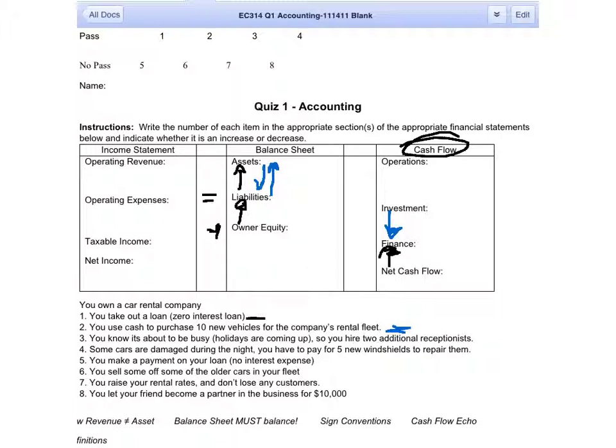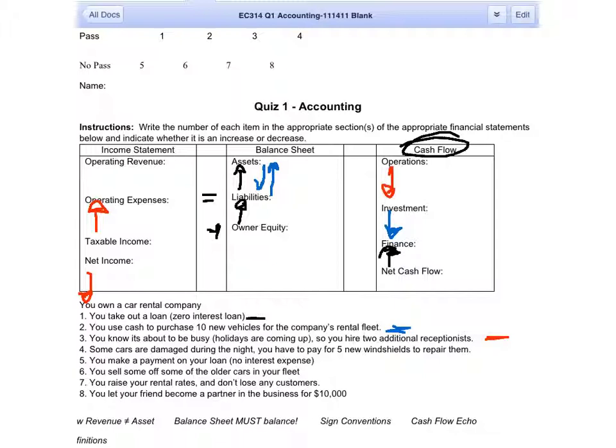Let's switch to red. It's about to get busy. Holidays are coming up, so you hire 2 new receptionists. Well, we're talking about just the expenses there, so you've got an increase in operating expenses. This means net income goes down. Remember that operating expenses is an increase, so it's more positive. It's on the income statement. The rule is that the usual direction is a positive direction. Again, net income usually feeds back over to cash from operations, so you'll see a decrease in cash from operations.